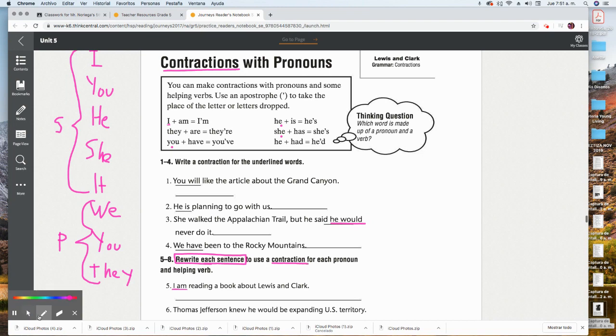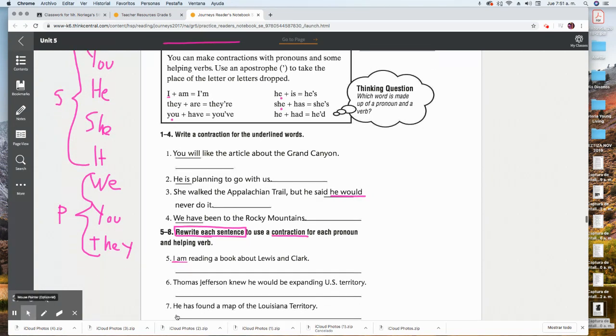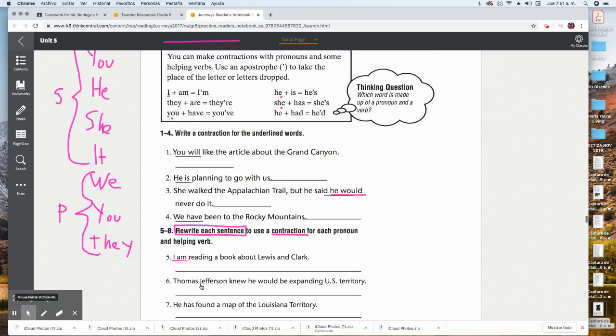For number 6, let's find the pronoun. Thomas Jefferson knew he would be expanding U.S. territory. Oh, the pronoun is he. The helping verb is the word right next to it. He would. So we need to make a contraction with those two words and then rewrite the sentence.